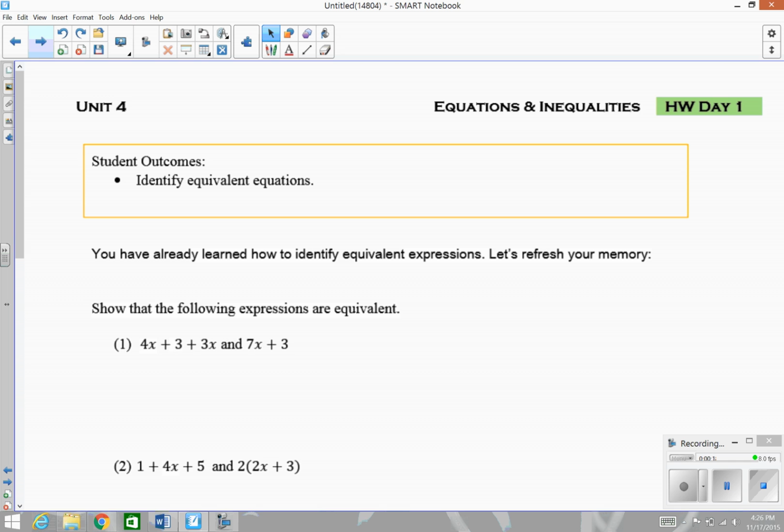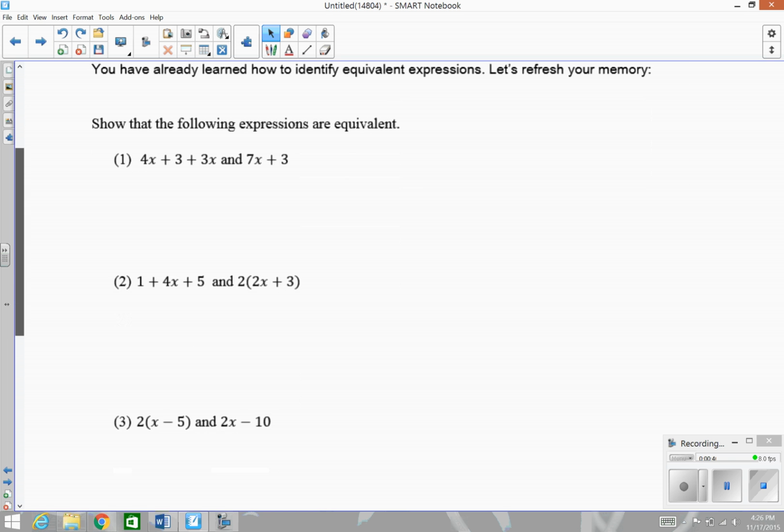Okay, today we're going to look at equivalent equations. Remembering that there's a difference between expressions and equations, we are going to start with expressions, and expressions don't have equal signs, but we are going to work our way towards equations, and equations always have equal signs. So again, the focus is on equivalent equations. Now if you look at the first set of questions here, it says show that the following expressions are equivalent. So we want them to look the same.